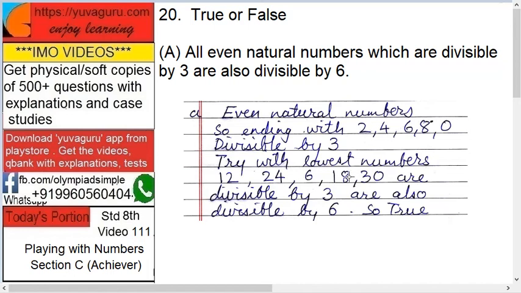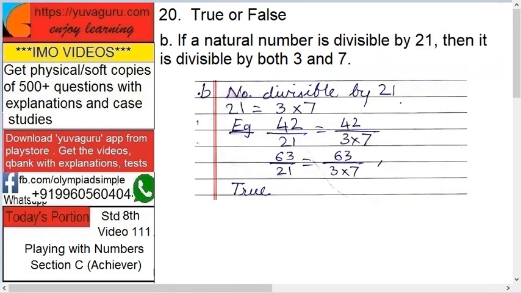6, 18, 30 are divisible by 3 and are also divisible by 6. So the answer is true. You can check any number which fits this criteria. So it will be definitely divisible by 6 also. Next, if a natural number is divisible by 21, then it is divisible by both 3 and 7.